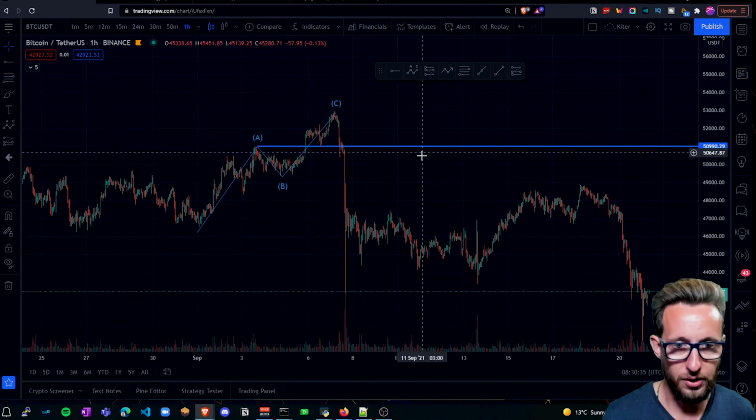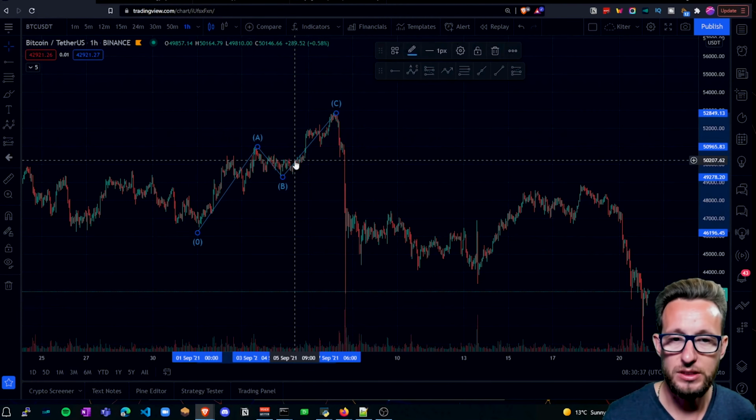So how would we long the trade? Okay, let's remove these images here.